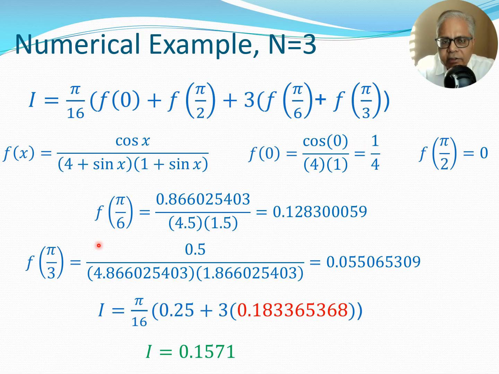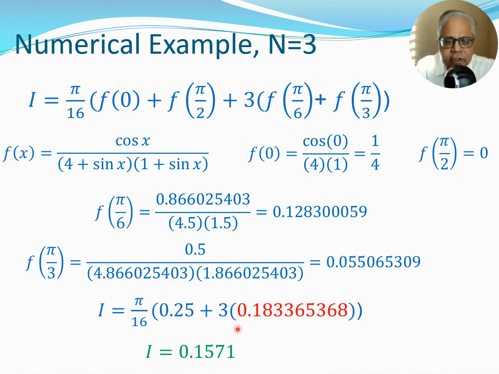Now two more cases are there, f(pi by 6) and f(pi by 3). We can again find these out very quickly. Remember that pi is going to be 180 degrees, so you can simply get 180 by 6 and 180 by 3, and you can calculate these if you know the value of cosine and sine. If you don't, you can do it in the calculator, which I did, and I got these values here, and then I got this expression for I.